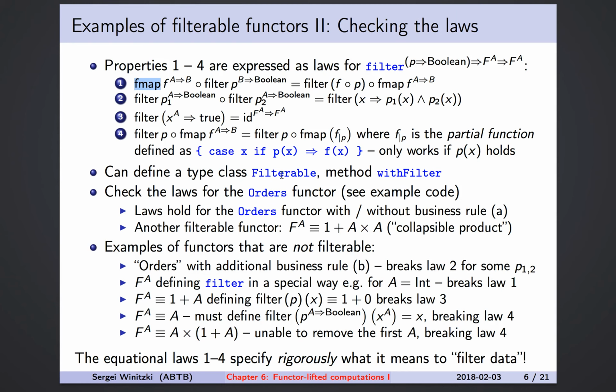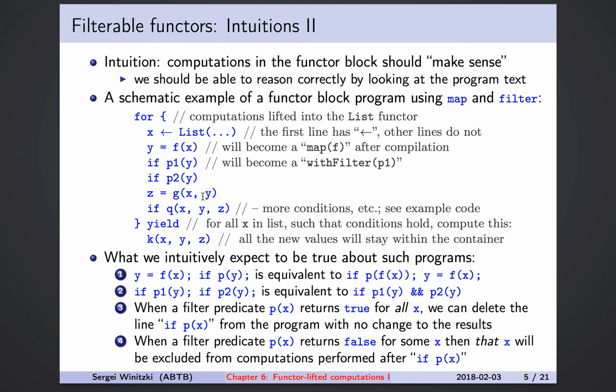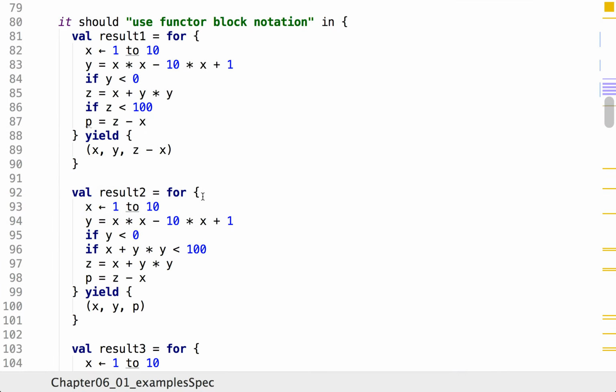So let us see if the laws hold for the functor example that we have, the orders, with Tuesday and Friday. We will also look at some examples of the functor block program notation. So before we return to the orders example, let's refresh the functor block notation. So here are some examples.